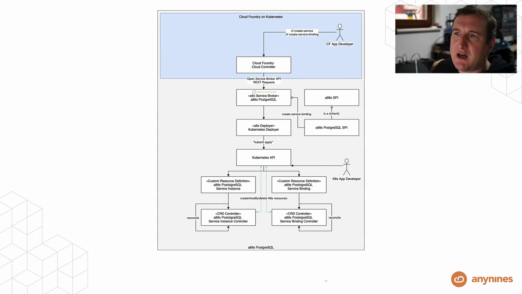In our particular architecture, the service broker is generic. It is independent from the underlying data service. So the service broker is configured to be a PostgreSQL service broker. It is not programmed to be one. And the data service specifics are implemented in an adapter class that we call the SPI, the service provider interface. And in this case, this is configured with the Postgres SPI, obviously.